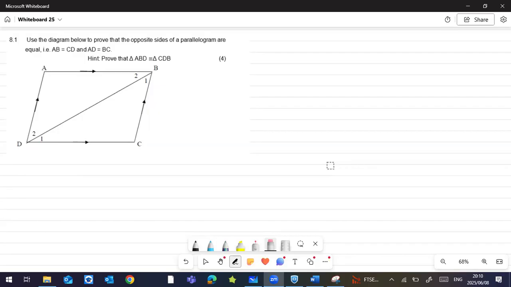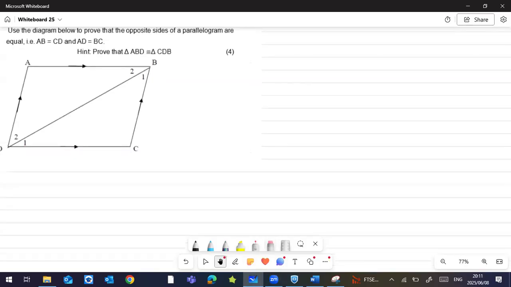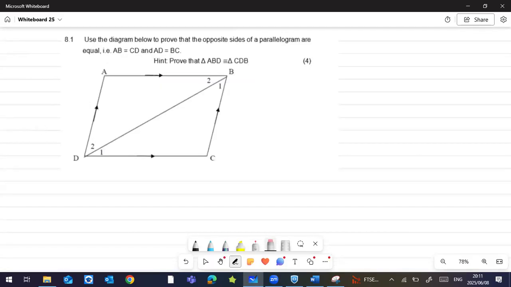We are given a hint there, and you are told that you must prove that triangle ABD is congruent to triangle CDB. But let us look at our diagram. What else are we given in that diagram? I want you to look at the sides. There, you are given the sides to be parallel.